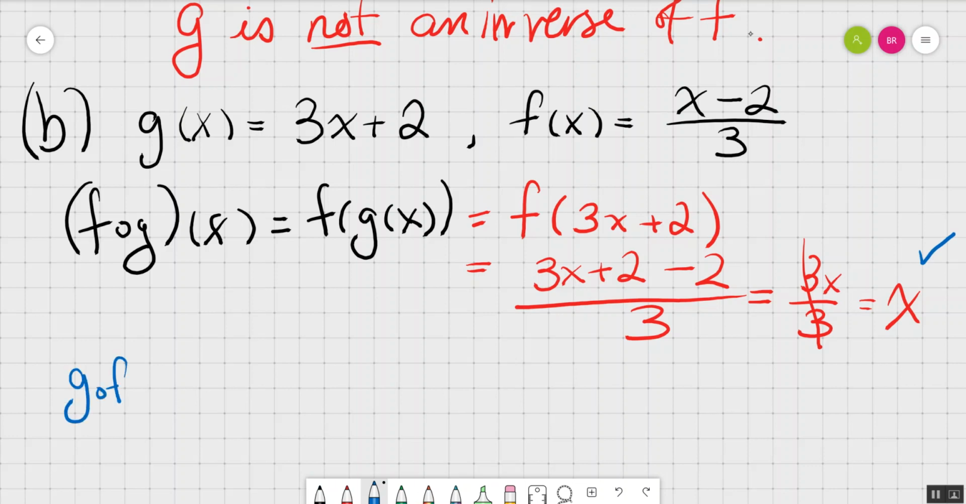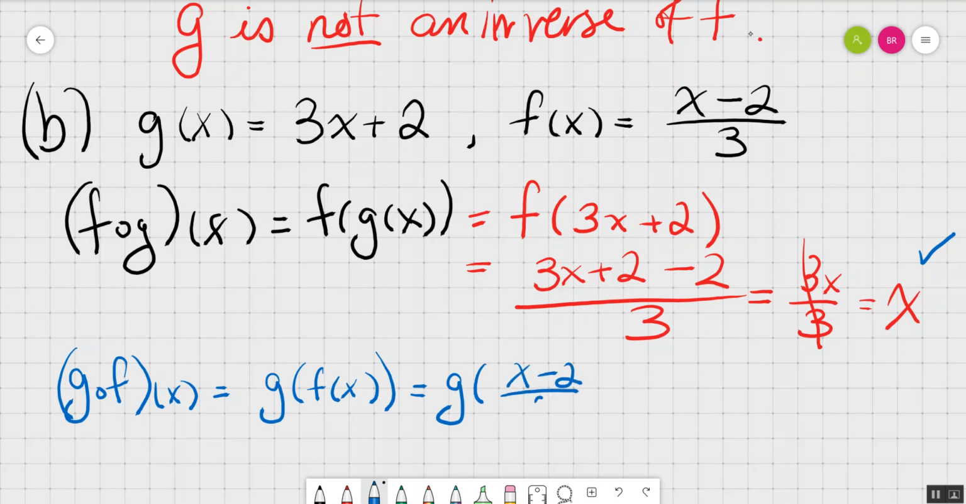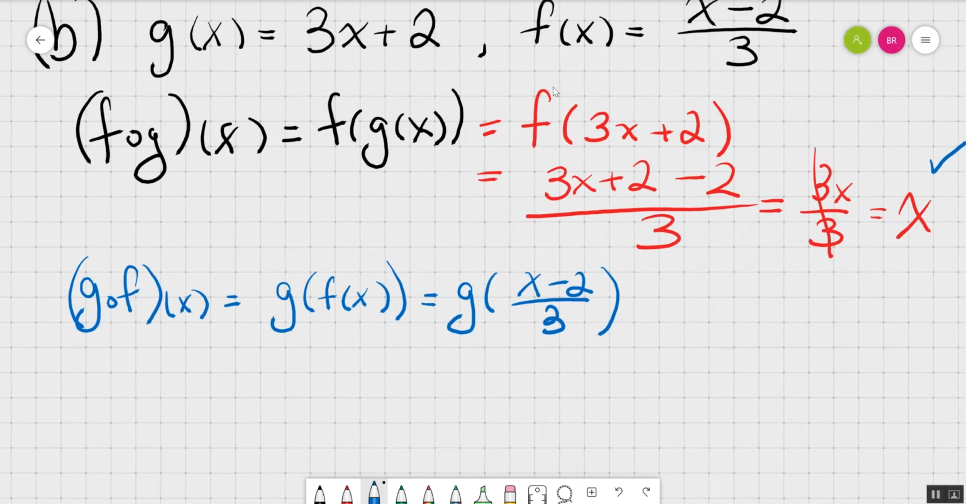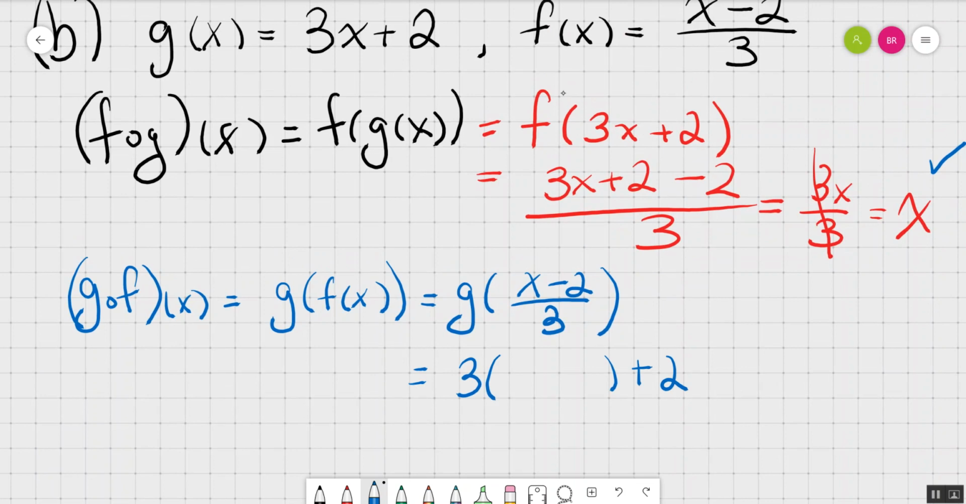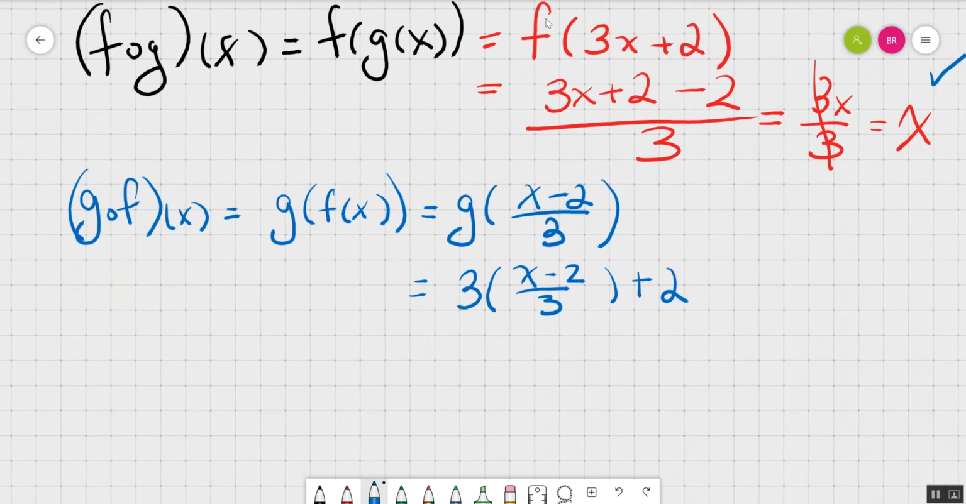So I've got to do g compose f. Let's put f into g. What's f do to x? It subtracts 2 and then divides by 3. So I have to take that and put it into g. And g says whatever you give me, I'm going to multiply by 3 and then add 2. So you really got to track these operations, the additions, subtractions, multiplications, divisions, very carefully. When in doubt, replace the x with what it's equal to, or the g or the f.